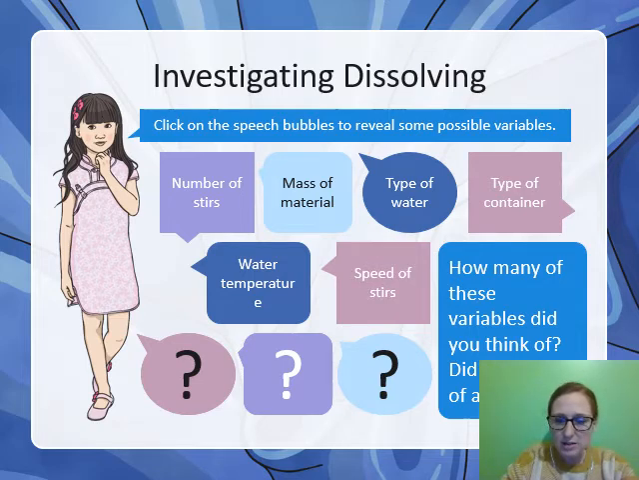The speed of the stirs. This time you could be stirring 1 cup quickly 5 times and 1 cup slowly 5 times. Look at the sugar solution afterwards. Does it look exactly the same, or is it slightly different?